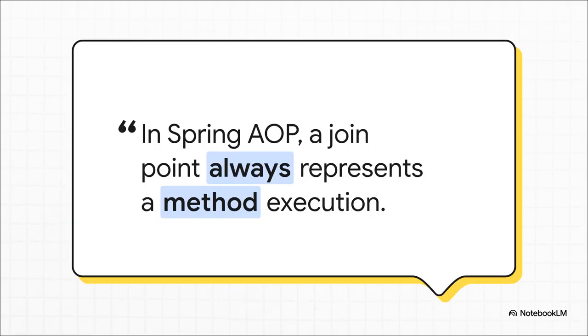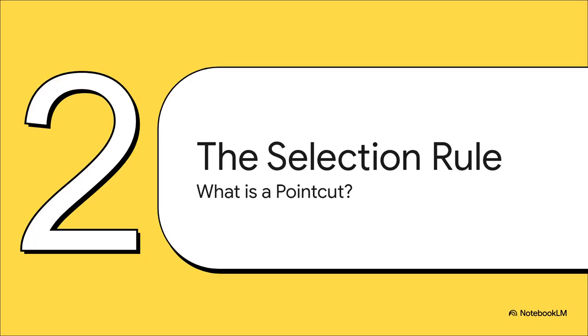Now listen up, because this is the single most important thing for Spring developers to remember. While AOP as a concept can have many types of join points, Spring keeps it simple. Really simple. In Spring AOP, a join point always means one thing, a method execution. That's it. Every time a method is called in your Spring application, that's a join point. That's a potential opportunity.